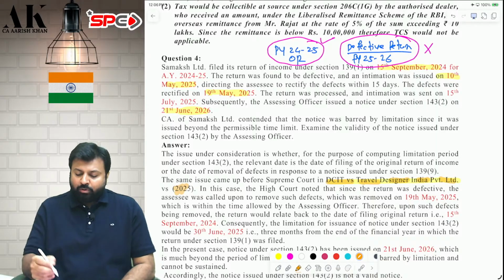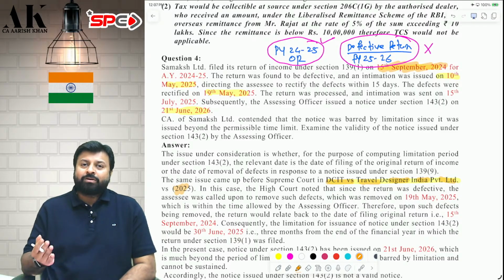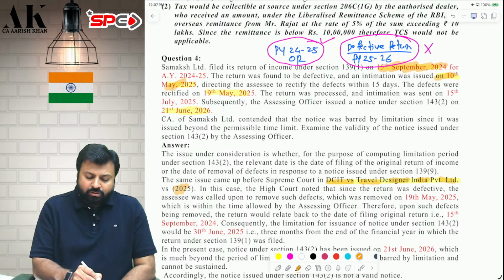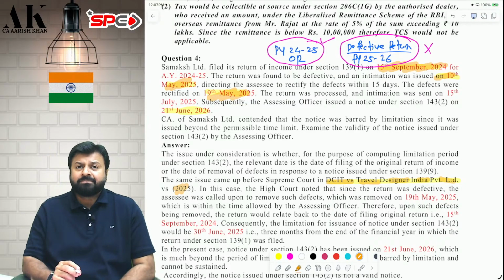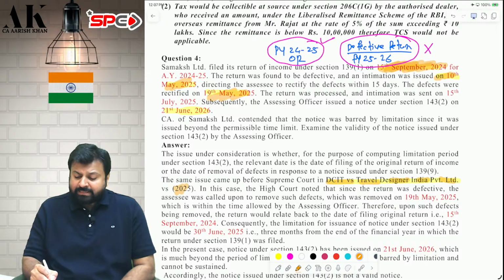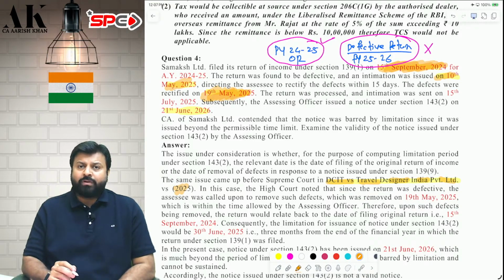The assessee has filed an original return on 15 September 2024. Then the AO said that there is a defect in this original return. So the AO has told to rectify the defect and the assessee rectified the defect in the next year. So the return is filed on 15 September 2024 and the defect is rectified in the next year on 19 May 2025. Now the question is, what is the time limit to send a scrutiny notice?